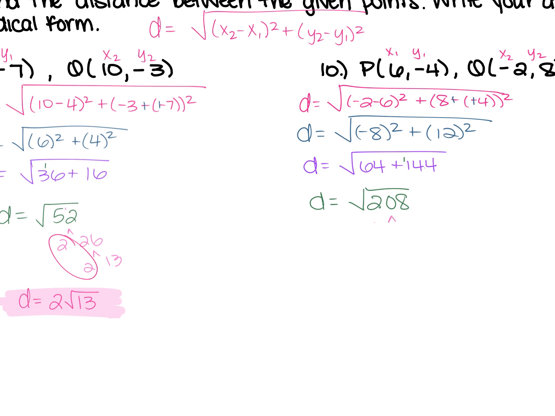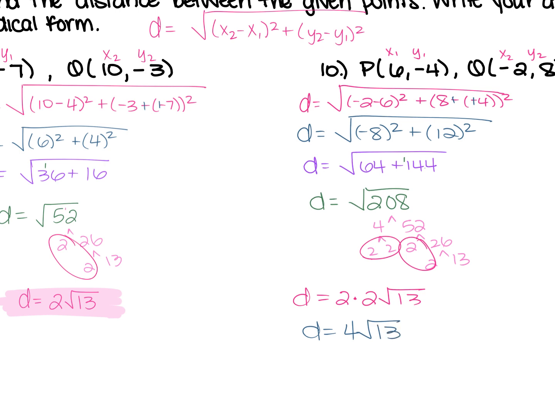208 is divisible by 4. It goes in 52 times. That 4 is 2 and 2. 52 is 2 and 26. 26 is 2 and 13. 2 2's pair up. 2 other 2's pair up. So that gives us 2 times 2 times the square root of 13, which is just 4 square root 13.